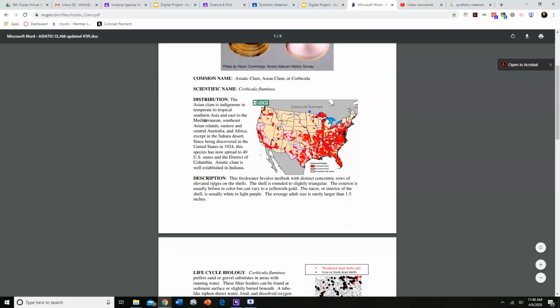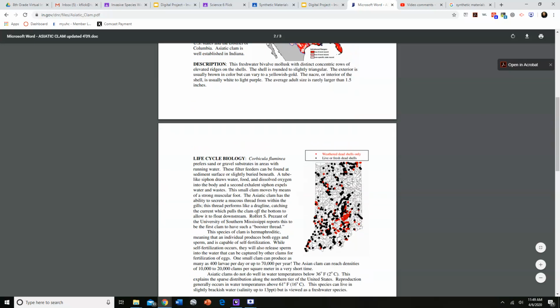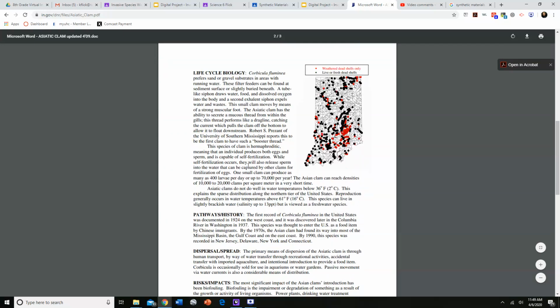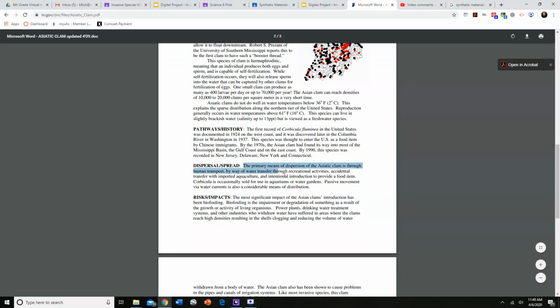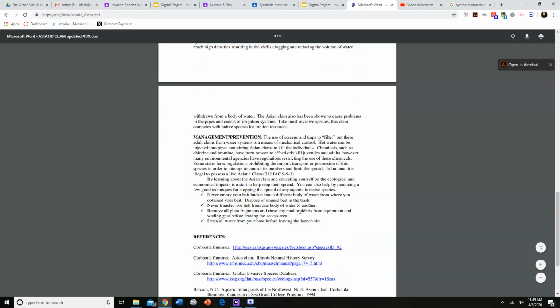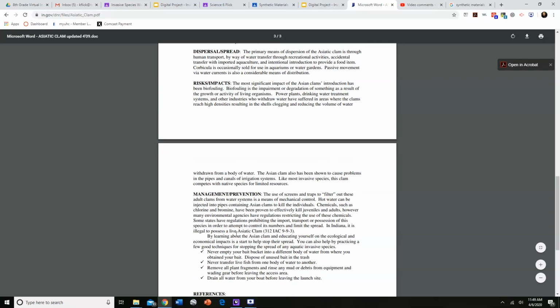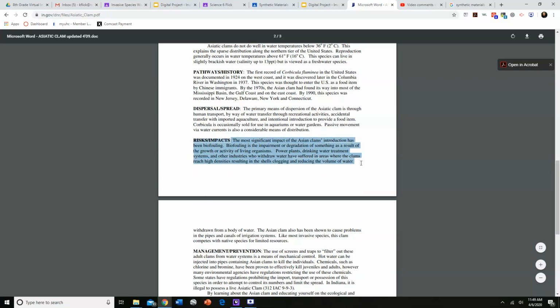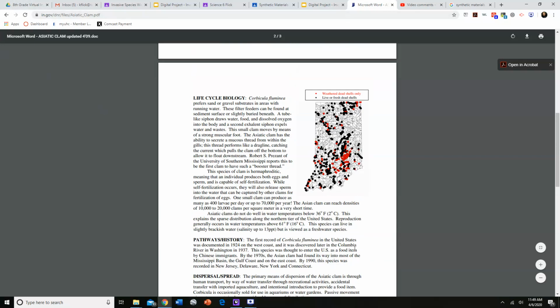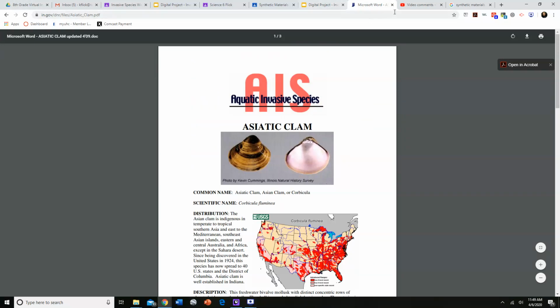All right. So here's a little bit of information about the clam itself. There's the life cycle thing, which I said you don't have to do. This actually is telling you how it got spread around right here. This tells you exactly when we first saw them in the United States, 1924. Okay, so management and prevention, this is what we're doing to prevent it. Risks and impact, this is what is happening. This is the negative impact that it's causing from coming into places where it's not supposed to be. All right, so this is a very good one. Asiatic clam, that's good information there.